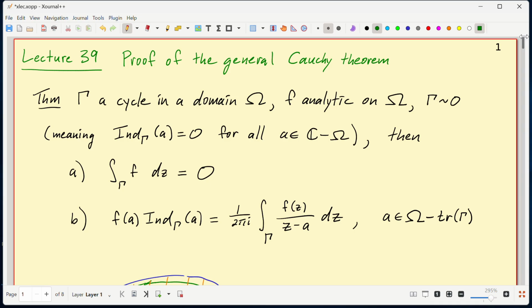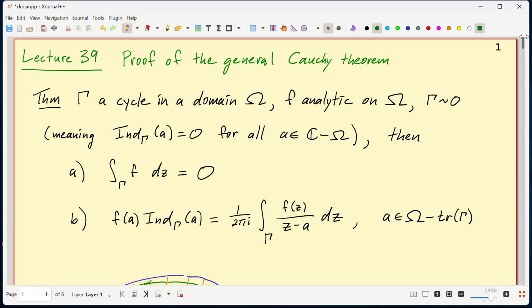A cycle in a domain omega is basically a collection of closed curves. And there's a general Cauchy theorem that says if f is analytic on omega and gamma has a special property, namely being homologous to 0, that means when you add up the indices with respect to all those gammas for a point A, that should be 0 whenever A is in the complement of omega. That's a new definition.